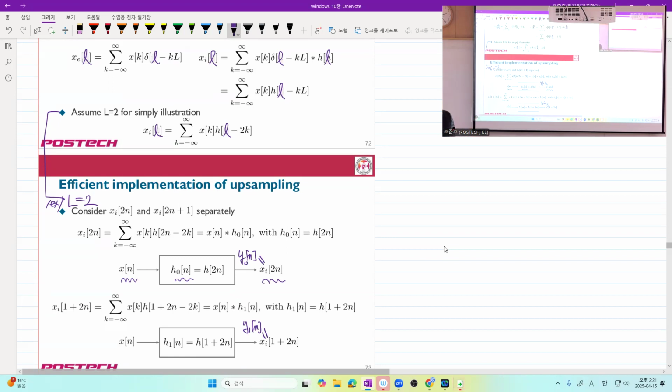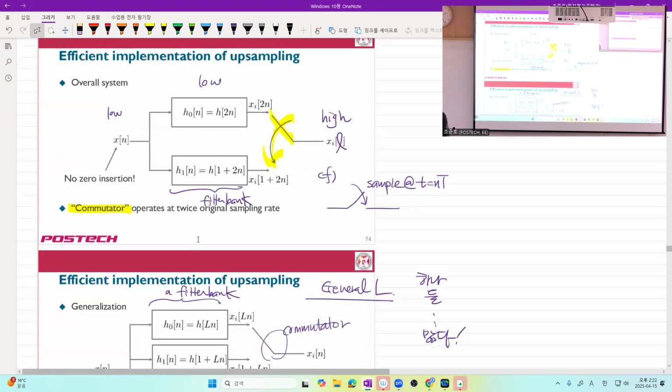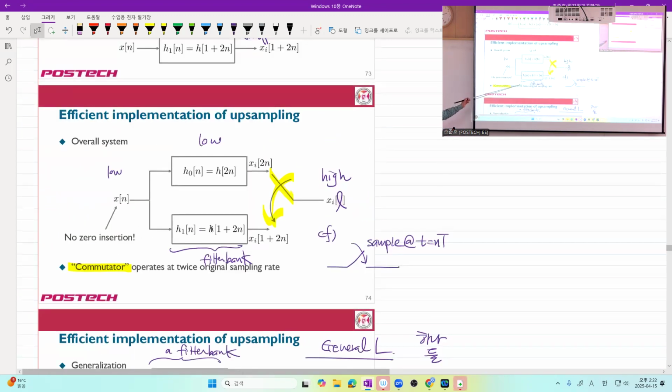Got it? So whenever you have something to be generalized, start from 1. Usually you don't need to do anything. Then try 2. This textbook exactly does that. For L equals 2, you derive without that much difficulty. And then next is general capital L. So in Korean, 하나, 둘, 많다. Then you have, voila, this one. Not this one. This is the L equals 2 case. And here, by the way, this part is called the commutator.